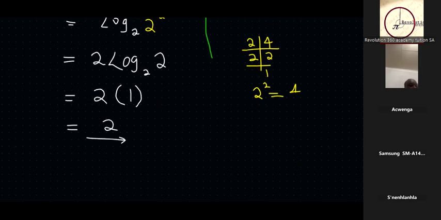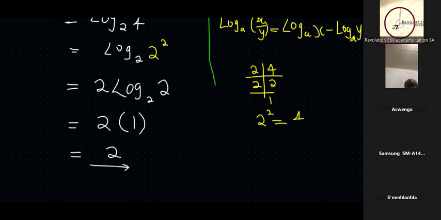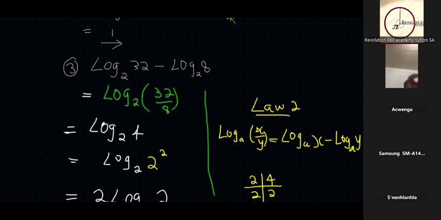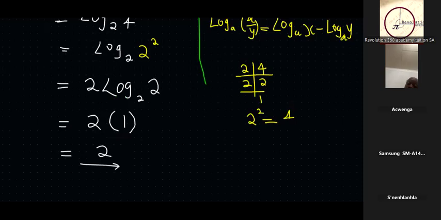So if you want to see that your answer is correct, Casio calculator users, you take this as it is and punch it on the calculator. It should give you 2 as an answer. Any question? If there's no question, then now let's proceed.